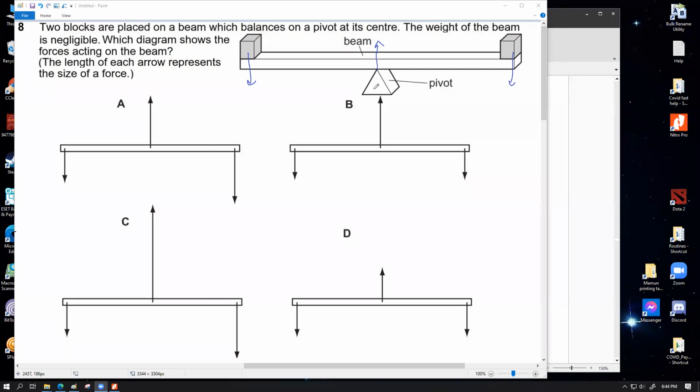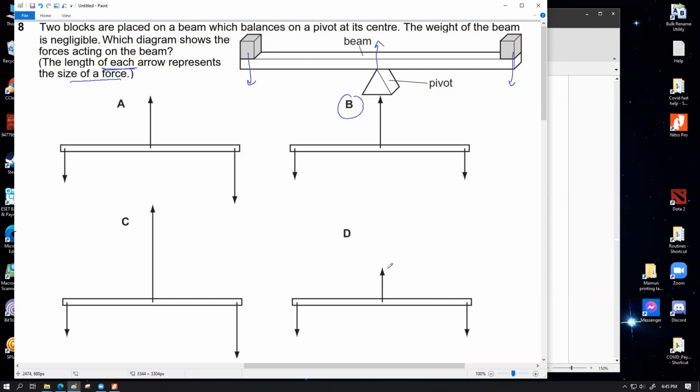That's the basic idea. Since the length of each arrow in this case represents the size of a force, obviously the top arrow has to be significantly bigger compared to each of the lower arrows, which brings us to the correct response, B, not D. Because if you take a ruler and you have the question paper in your hands, and you actually measure with your ruler, you'll see that each of these arrow sizes are exactly equal.